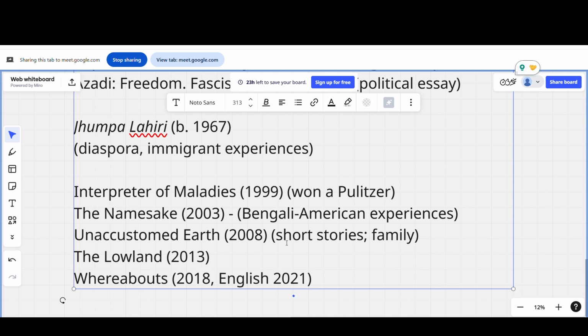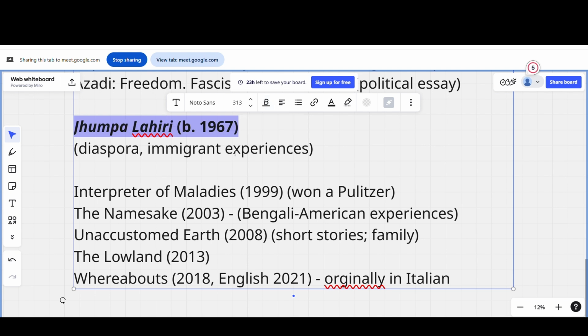Next is The Namesake, sorry, Whereabouts. It was originally written in Italian. So just digest this for 10 seconds. Just memorize everything. Jhumpa Lahiri, Interpreter of Maladies, 1999, The Namesake, Unaccustomed Earth, and The Lowland, like that. You just memorize it. It'll help you a lot.